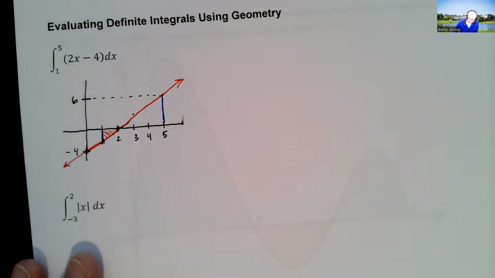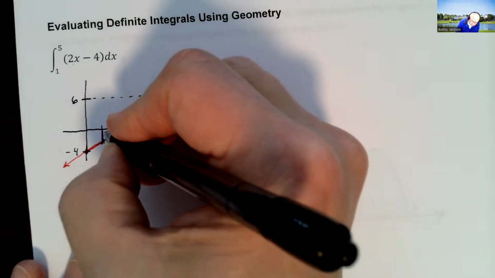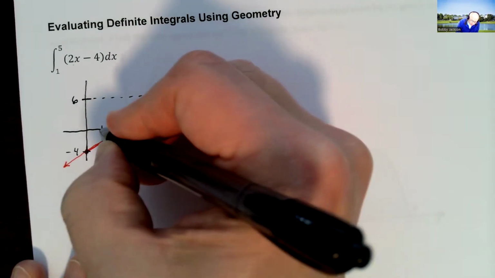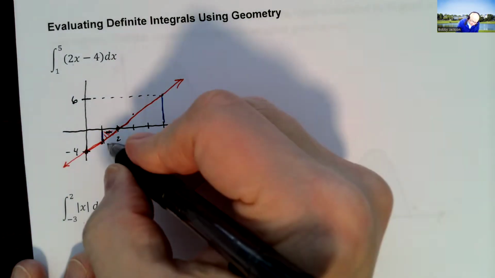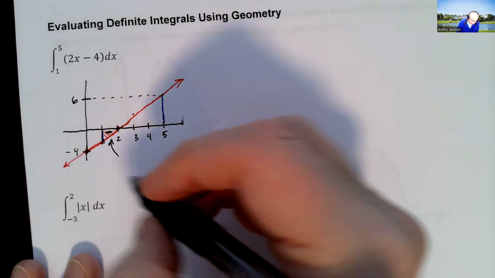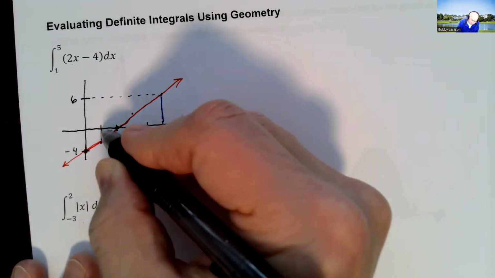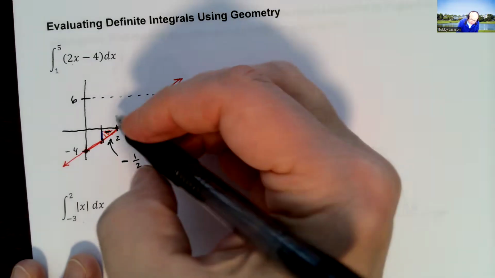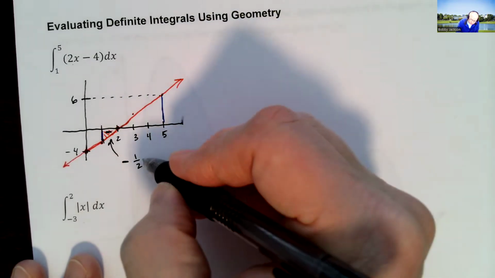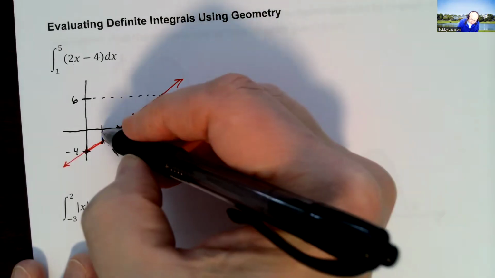That's going to be a net area that's going to be negative, right? Remember, values below the x-axis we subtract for net area. And so what is this region? Well, it's negative, and then it's a triangle, right? Triangle is 1/2 base times height. What's the base? From 1 to 2, that's 1. And what's this height going to be?